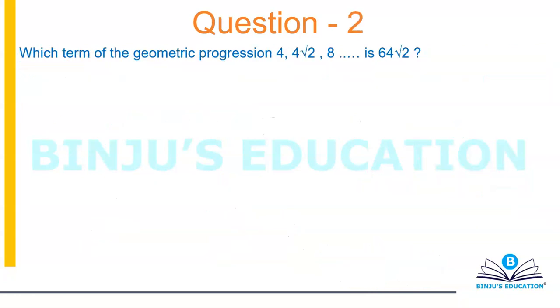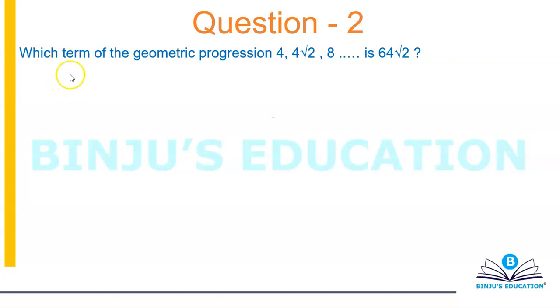Alright, let's move on to question number 2. Pause the video and try this one, please. Which term of the geometric progression 4, 4 root 2, 8 is 64 root 2? Which term is 64 root 2?